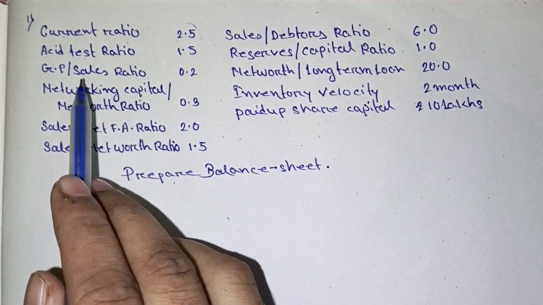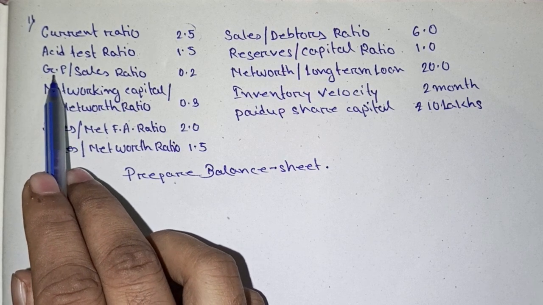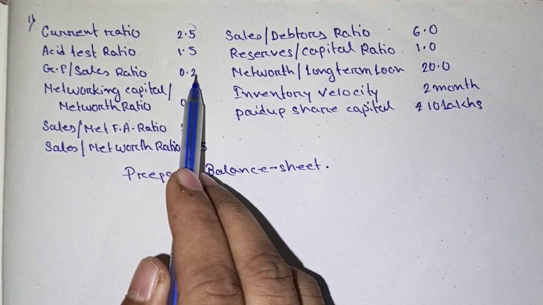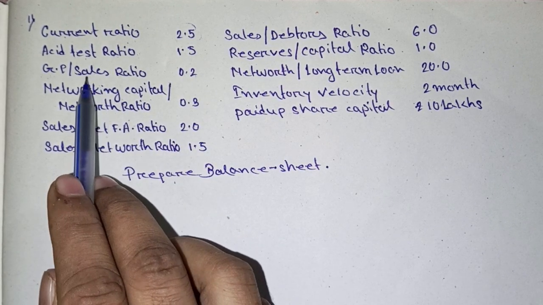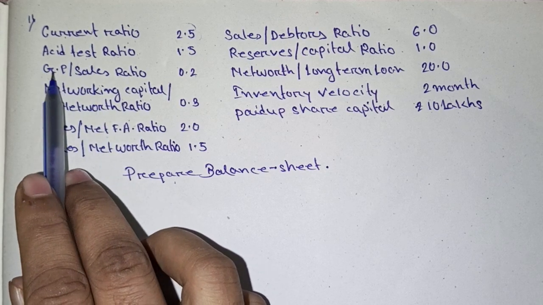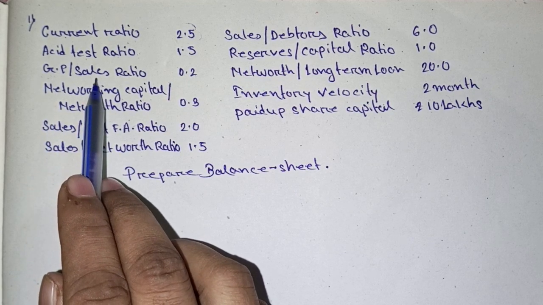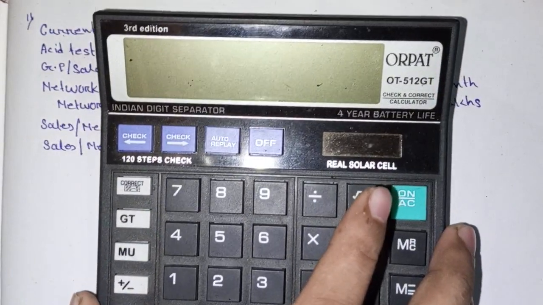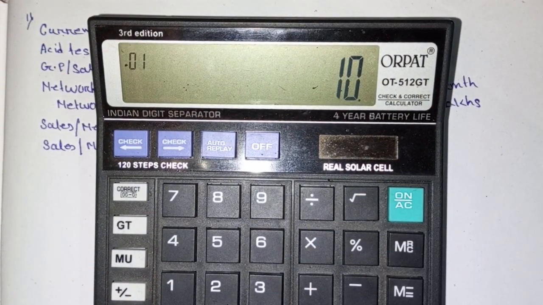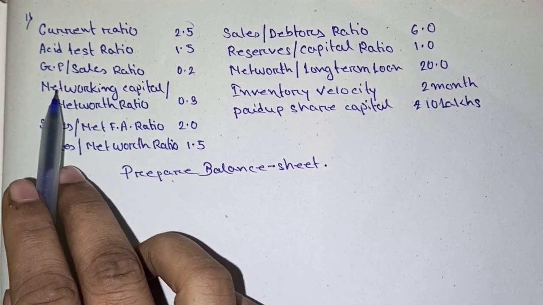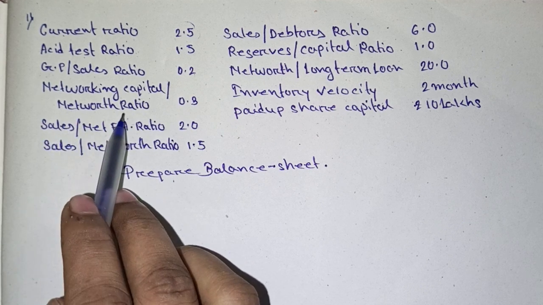Then the question gives us GP by sales equal to 0.2. So if sales is 100, what will be the GP? GP means gross profit. If sales is 100, then GP will be 100 multiplied by 0.2, which means 20. Understood?